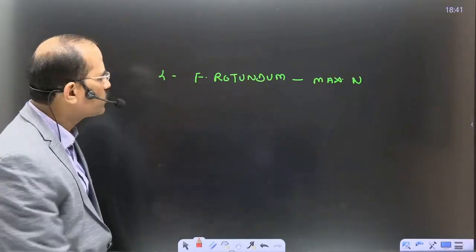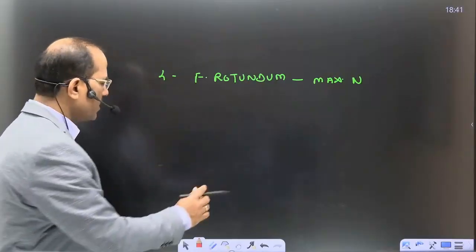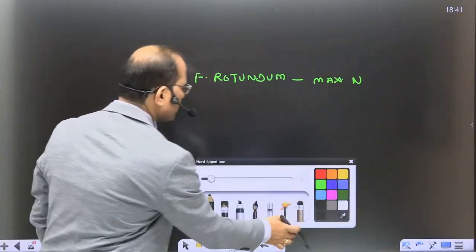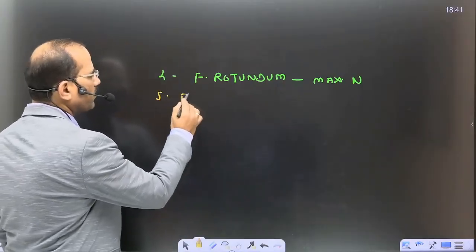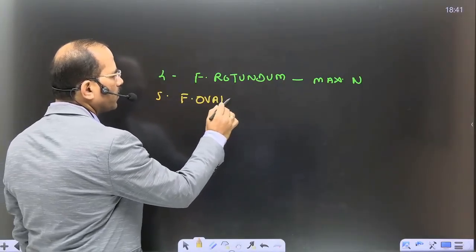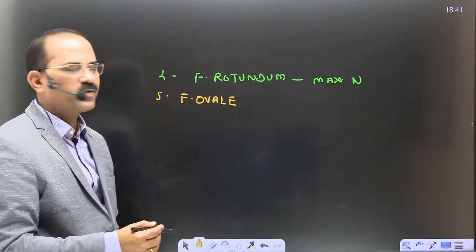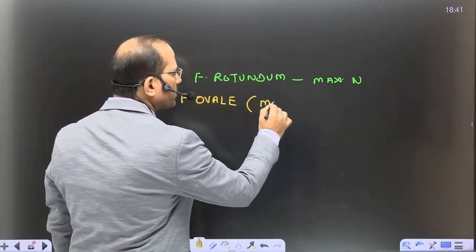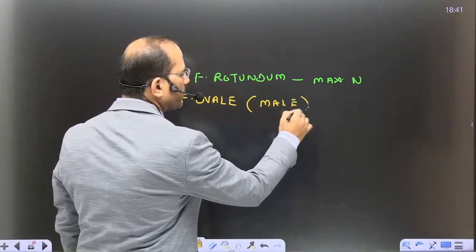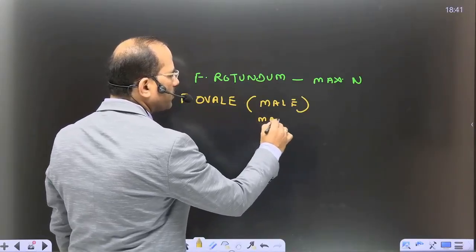So what passes through the foramen rotundum? Maxillary nerve. Coming to the next foramen. Yes, the next foramen, number 5, is foramen ovale. And what passes through the foramen ovale? There's a mnemonic to remember this. M-A-L-E. What is M? Mandibular nerve.